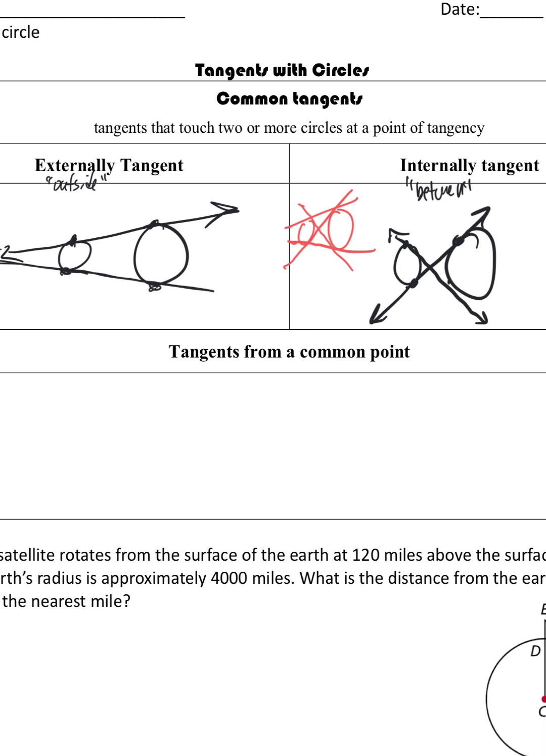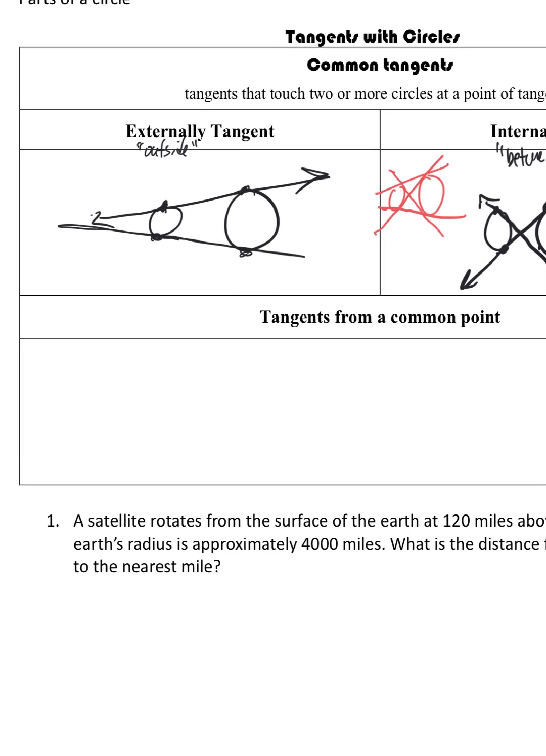And then tangents from a common point. If a circle has tangents that start at the same location, that's not a good drawing. I think I can just do, oh yeah, here we go. That's much better. So if I have a point here that's tangent to the circle here, as well as tangent to the circle here, these two things are equal in length.